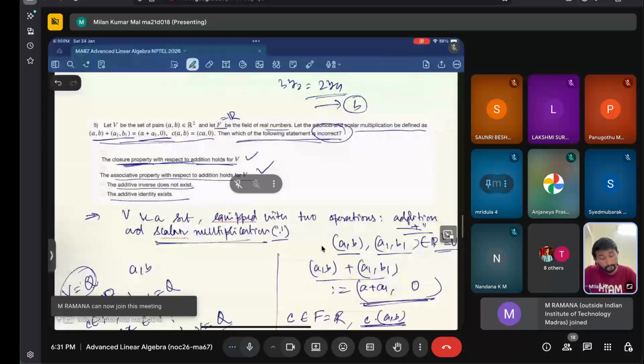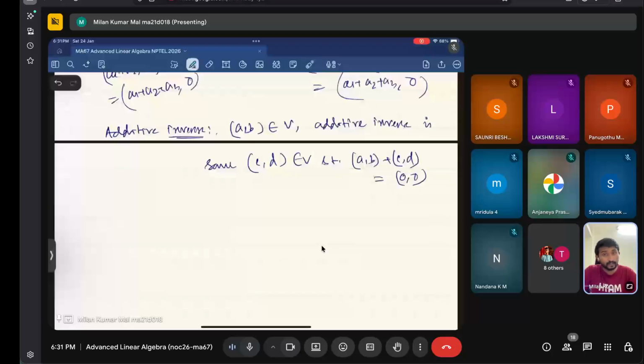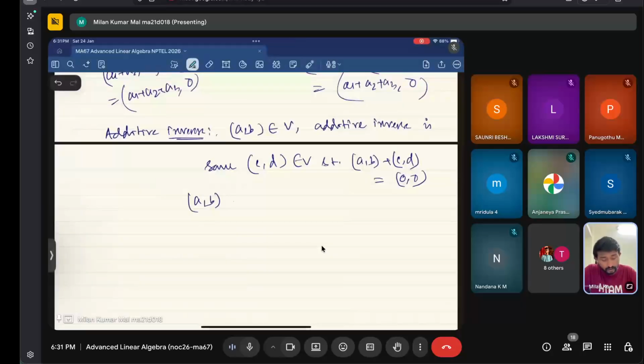So whether such an element always exists, whether the additive inverse exists or not, this is what it is. Suppose you have (a, b), you just add (minus a, 0). Still this is also an additive inverse. The additive inverse in this case can be more than one. By the property, (a, b) plus (minus a, 0) equals (0, 0). So the additive inverse exists.